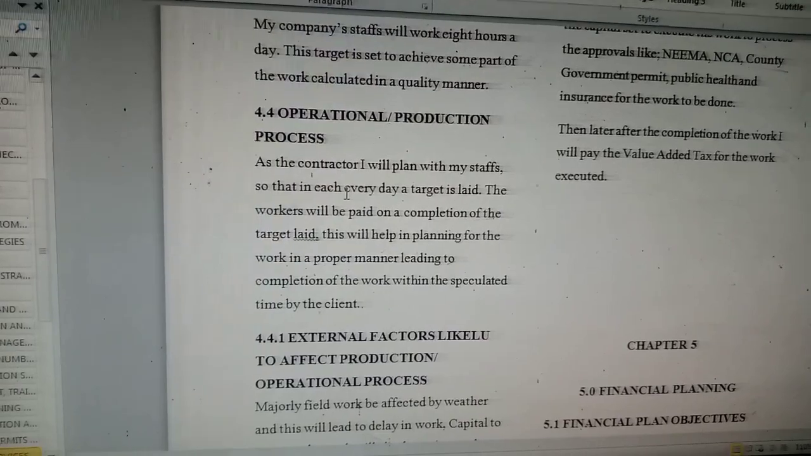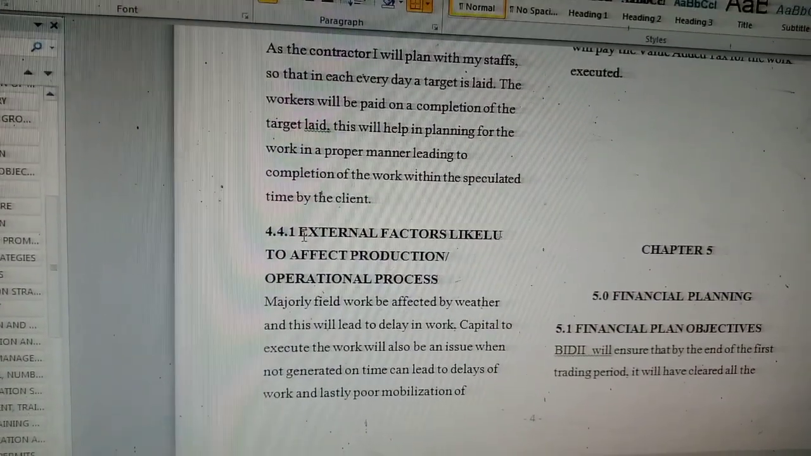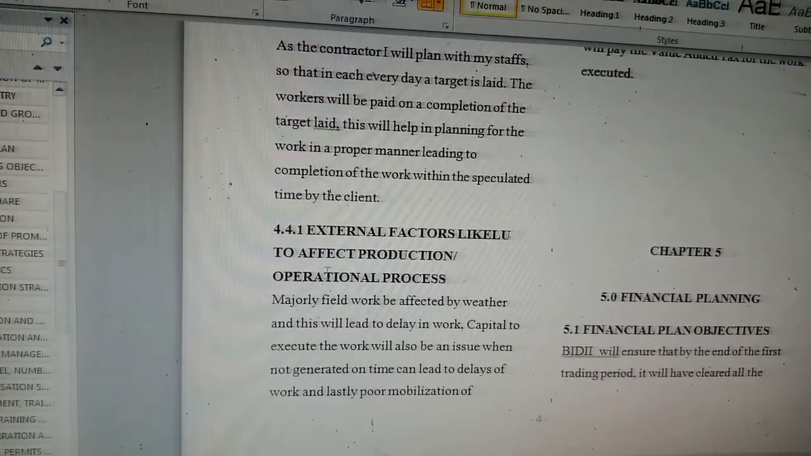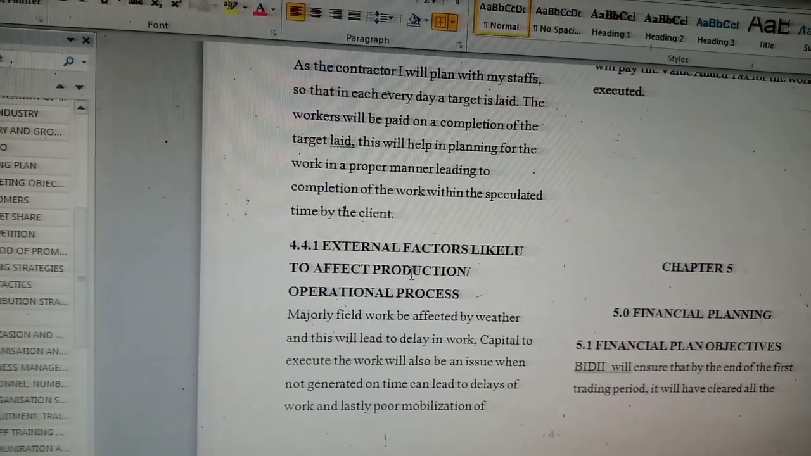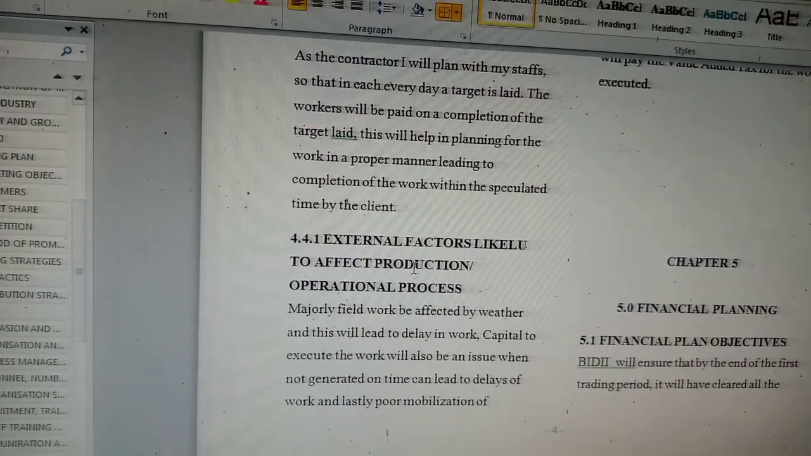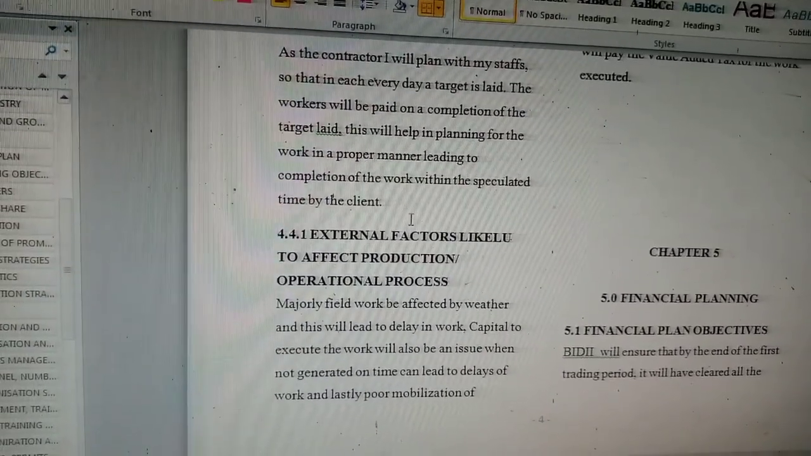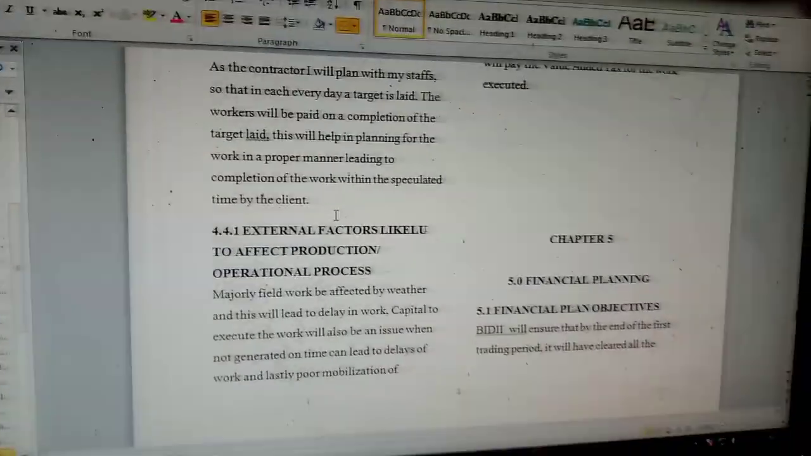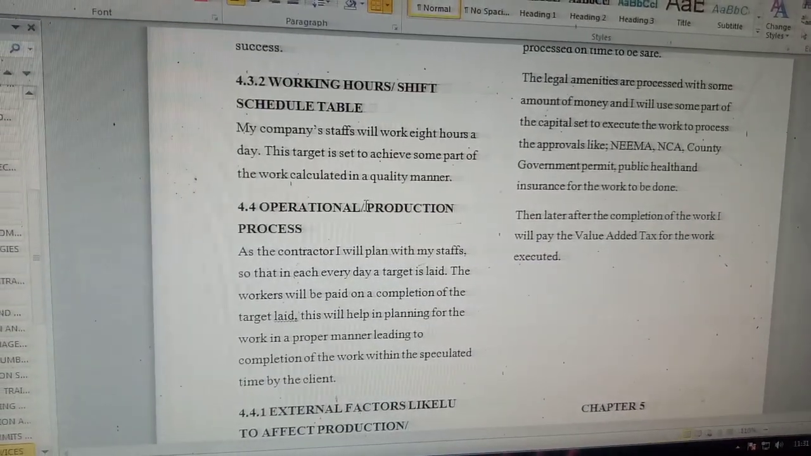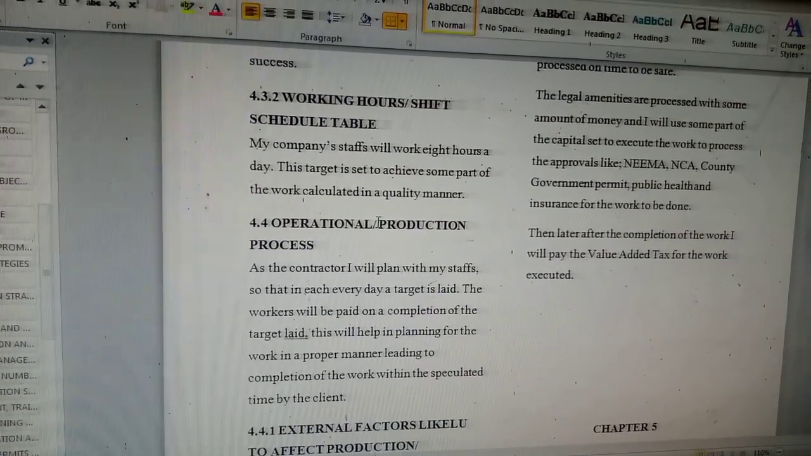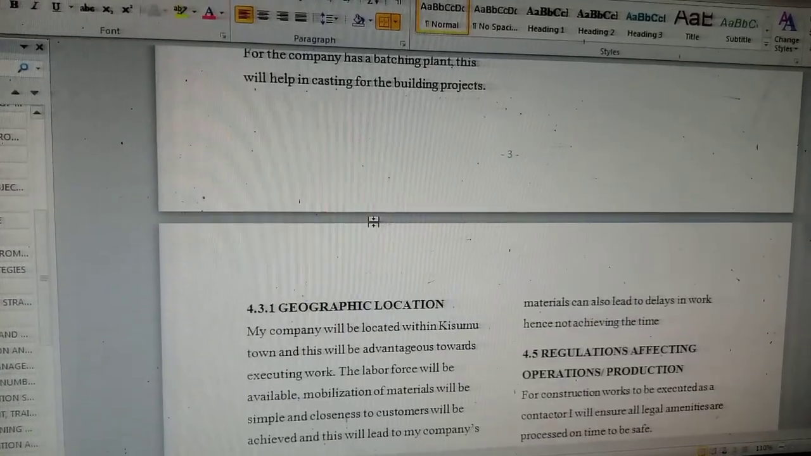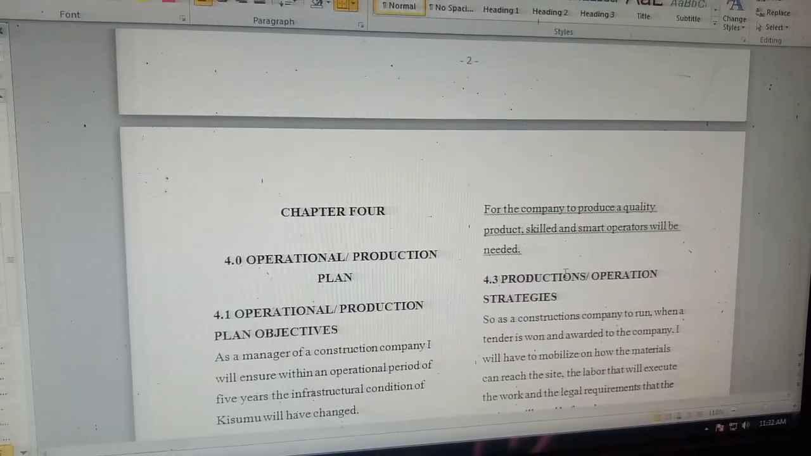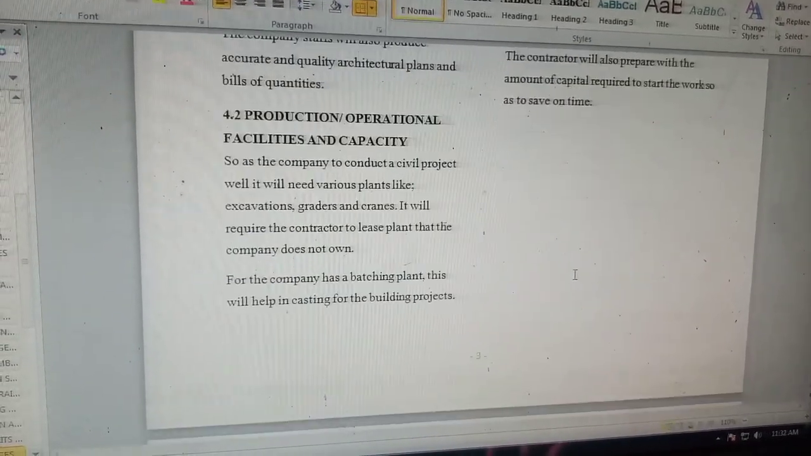After covering that, you'll now go to the external factors likely to affect production or operational process. Remember, each and every business, there is a factor that is affecting it, either negatively or positively. So you'll also have to list each and every factor that is affecting your business, and you also explain whether it is affecting your business positively or it is affecting it negatively. You list them down one by one as you explain.